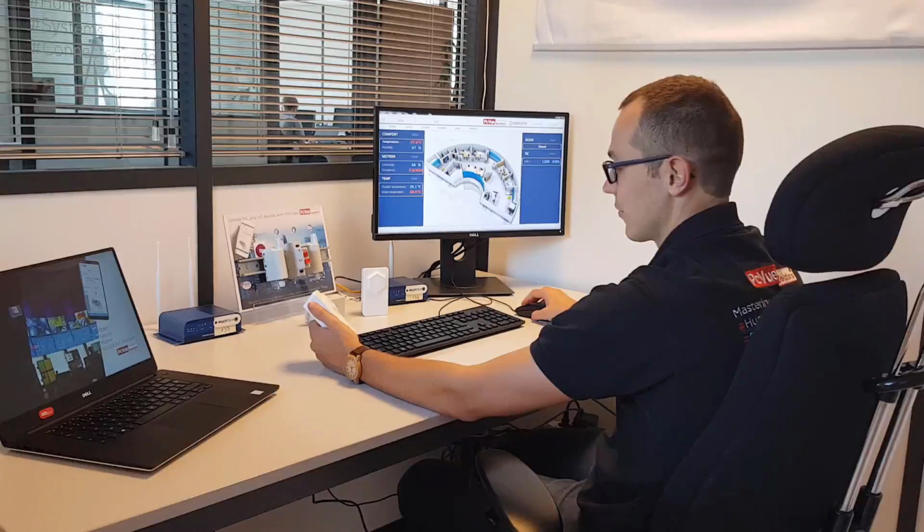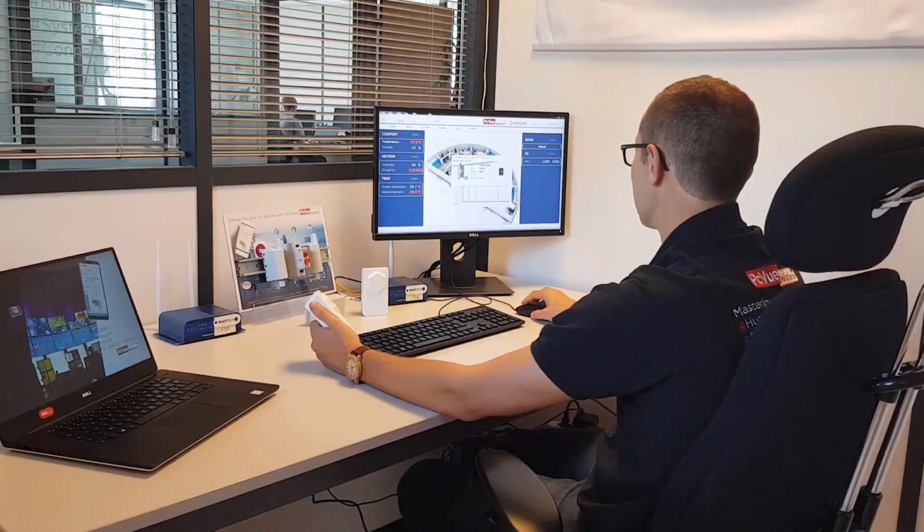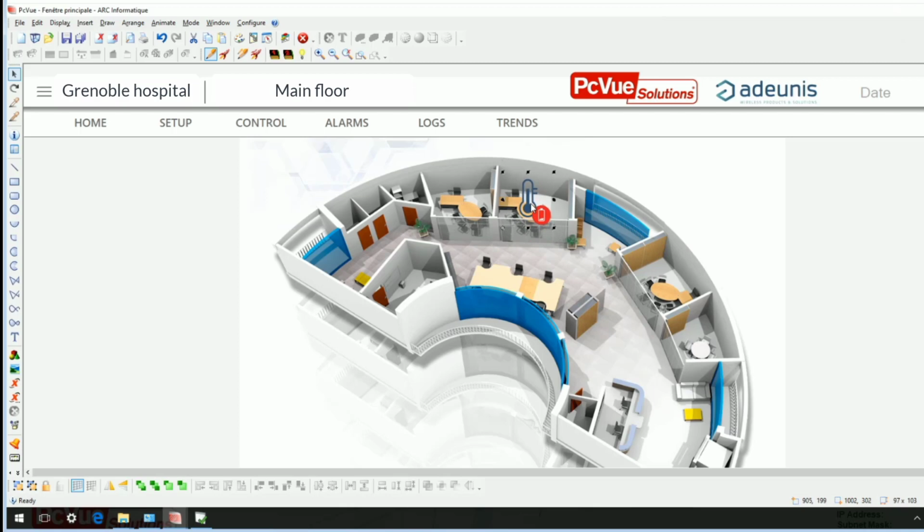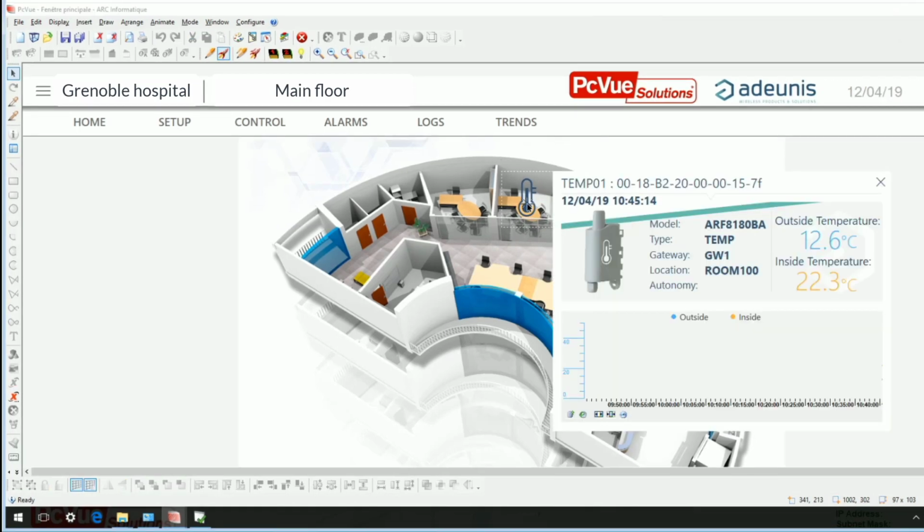We provided an IoT Starter Kit to the hospital technical staff so they could test and approve the solution. The IoT Starter Kit consists of a LoRaWAN gateway, a few sensors, and a graphical library for PcVue. After network analysis, the sensors were set up and connected to an existing PcVue project. After this proof of concept, the system was deployed widely in the hospital.